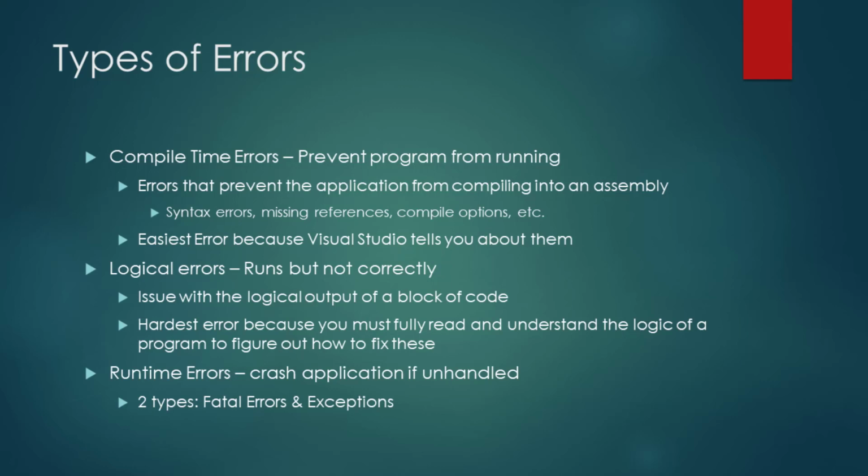And finally, we have runtime errors. These types of errors have the potential to break your application and crash the program. Runtime errors are broken down into two categories: actual fatal errors and exceptions. There's nothing really you can do about an actual fatal error, so we're not really going to focus on those, and those are extremely rare. Instead, let's talk about exceptions and how to handle them.